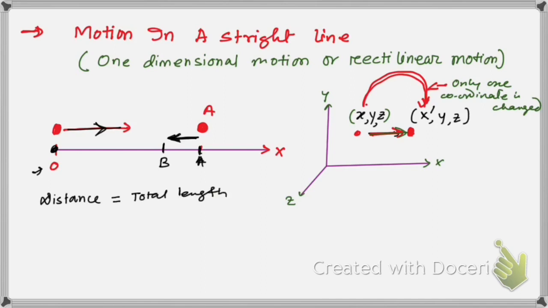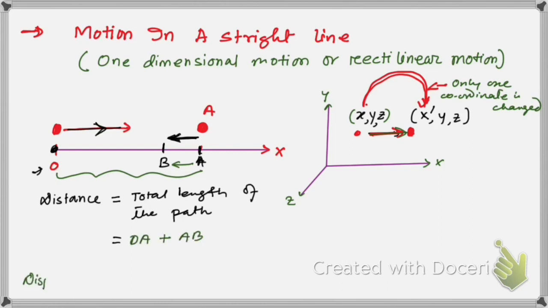In that case the distance is given by the total length of the path. This is the distance covered by the forward motion, and this is the length of the path in the backward direction. So the total length of the path is the distance.